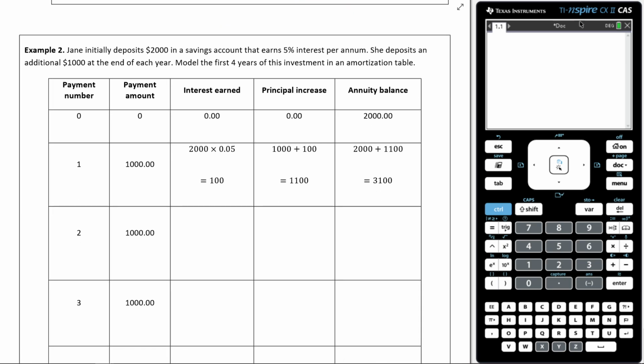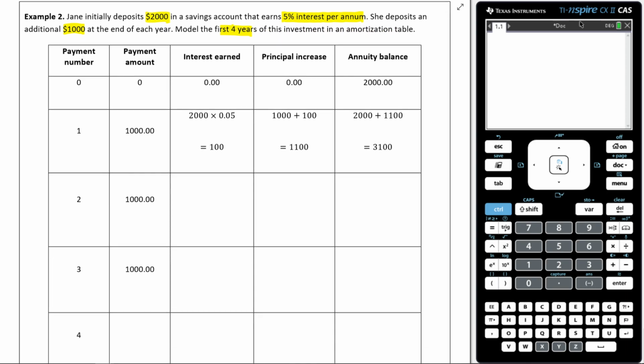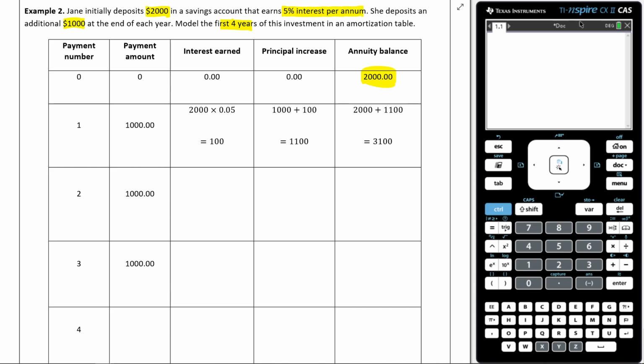Jane deposited $2,000 into a savings account that earns 5% interest per annum. She deposits an additional $1,000 at the end of each year. Model the first 4 years of this investment in the amortization table. So as we can see, she has put in $2,000 to start with. She's then making a payment of $1,000 at the end of each year. What you need to remember also is that she's earning 5% interest per annum. So take this 2,000 and find 5% of it: 2,000 times 0.05 is $100.